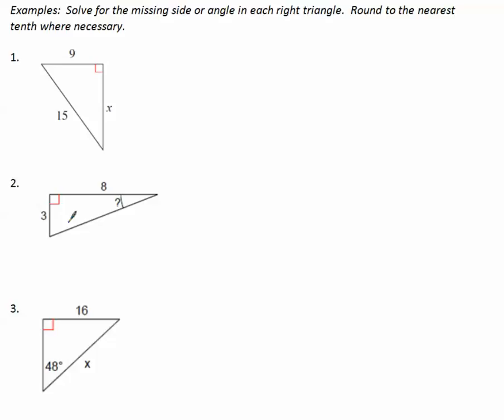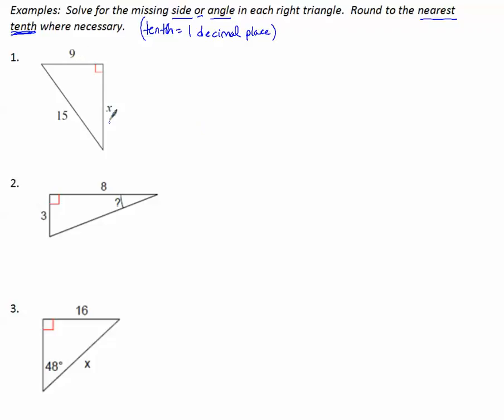Here are 3 examples that are very different. We need to know which skill to apply. Solve for the missing side or angle in each right triangle, round to the nearest tenth where necessary. So remember that nearest tenth means 1 decimal place. We have to know how to round and how the directions are given to us.